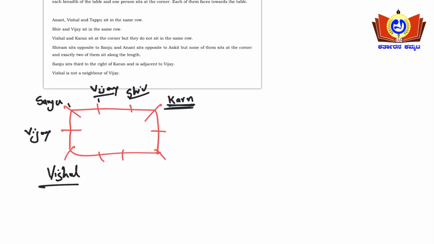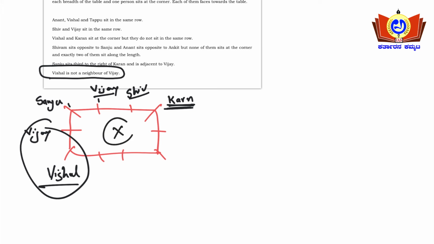We shall try now all the statements. Vishal is not a neighbor of Vijay. But Vishal's neighbor here is Vijay, so this condition doesn't hold good here. So we need to draw one more figure now.